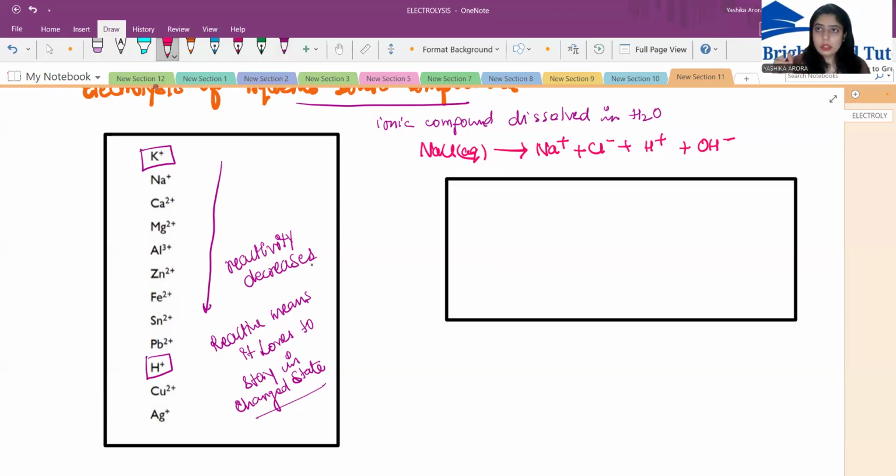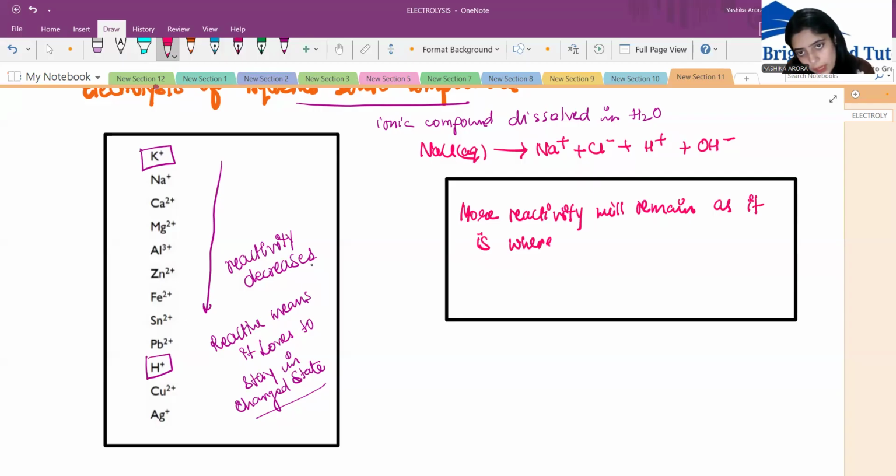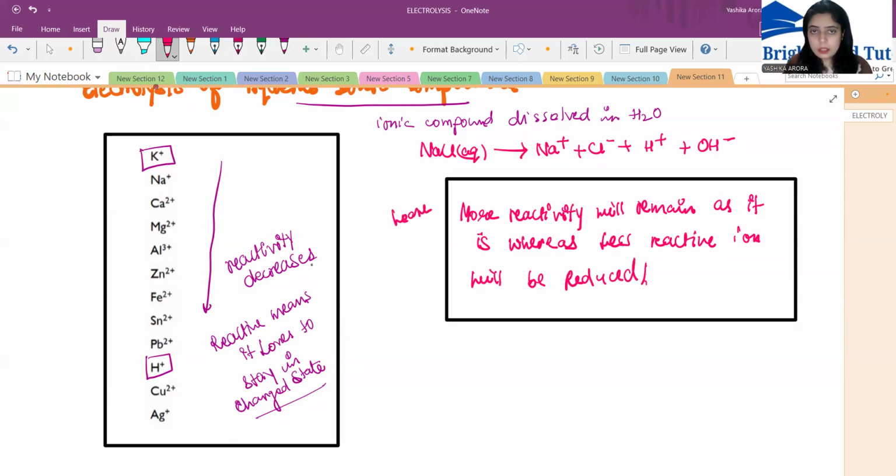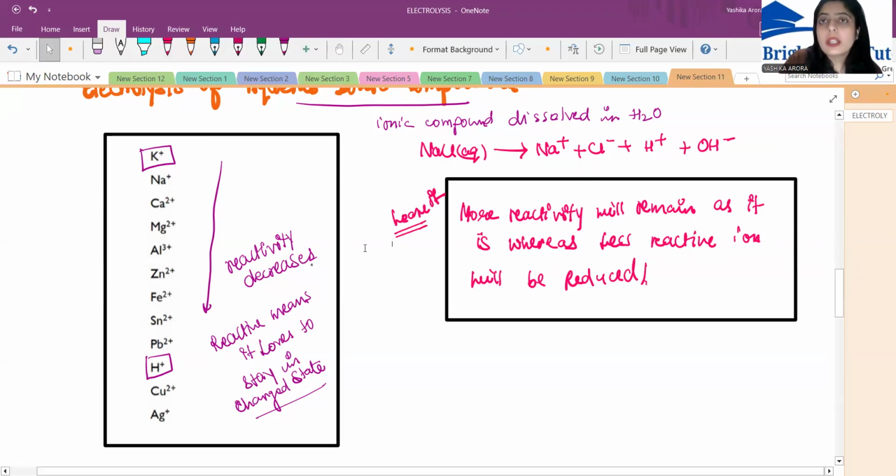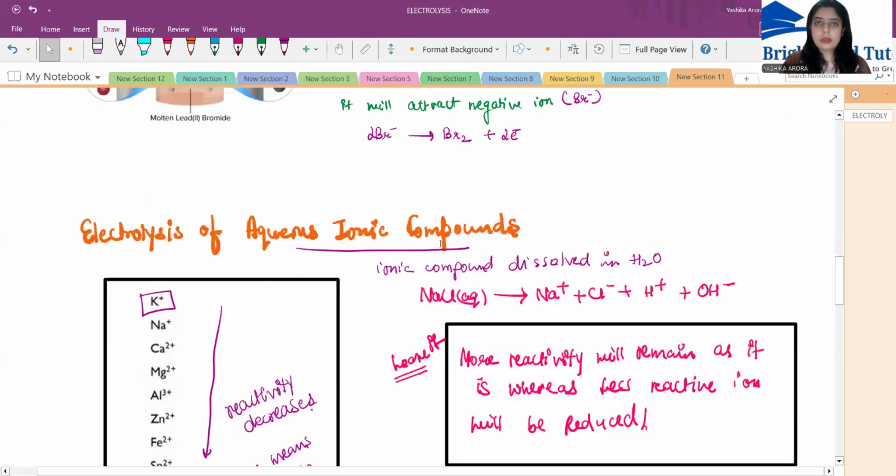I'm writing a short note for you in the box. Try to copy it. More reactive ion will remain as it is, whereas less reactive ion will be reduced. Pretty important, learn it. Any doubts so far? You can comment down if you have any doubt, and I'll try to answer it.